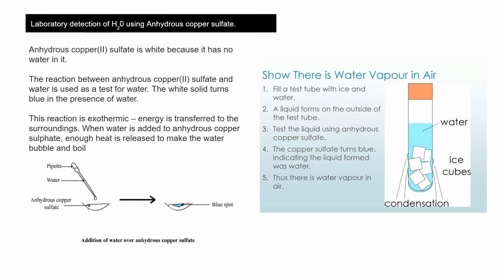Okay, we can detect water using a white chemical called anhydrous copper sulfate, which turns blue with water. The water in air can be detected using ice in a test tube to cause condensation, and then using anhydrous copper sulfate to detect the water. The amount of condensation formed will depend on how much water vapor is present in the air, and that can depend on the pressure at that time.